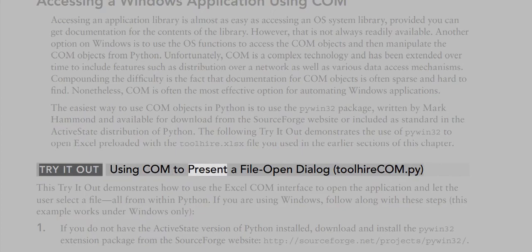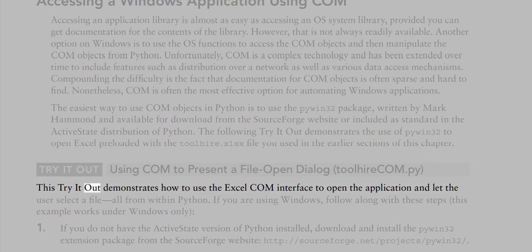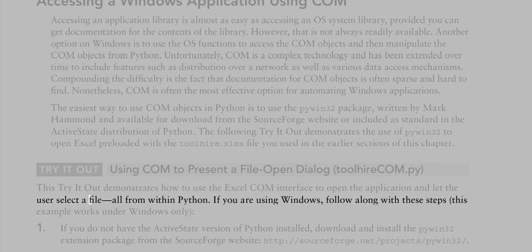Try It Out: Using COM to present a file open dialog, tool_hire_com.py. This Try It Out demonstrates how to use the Excel COM interface to open the application and let the user select a file, all from within Python. If you are using Windows, follow along with these steps. This example works under Windows only.